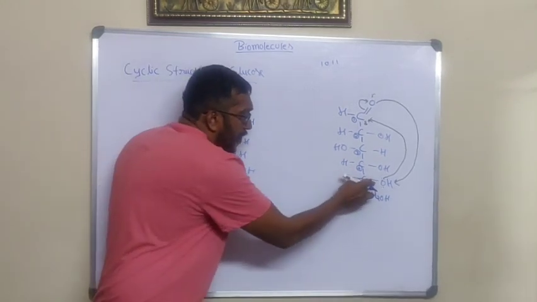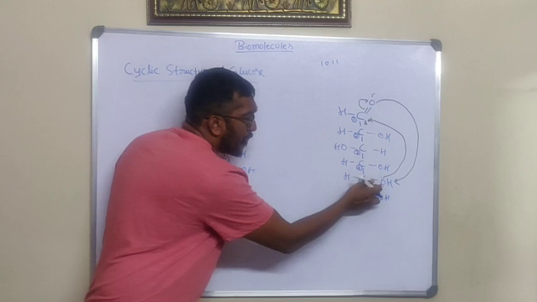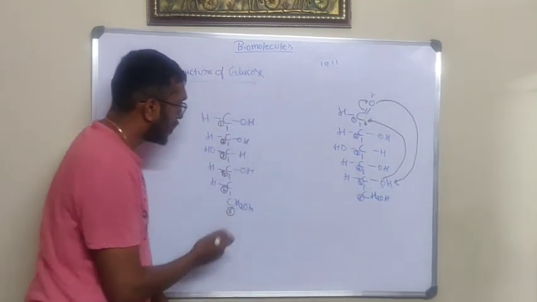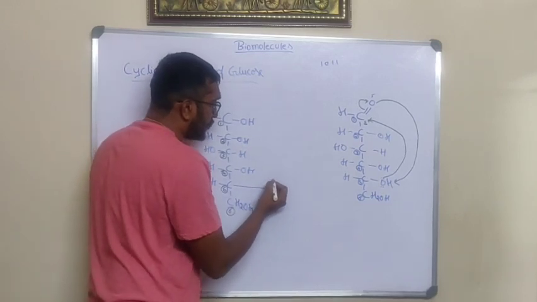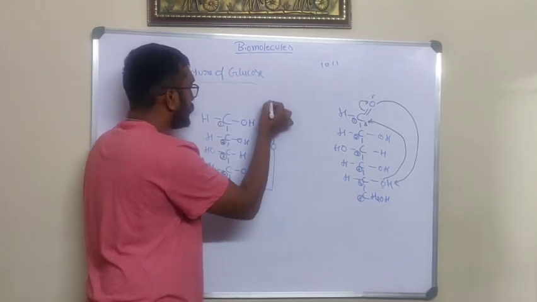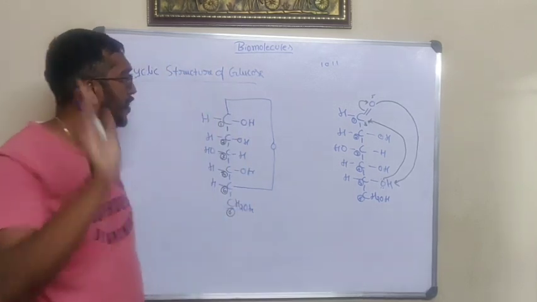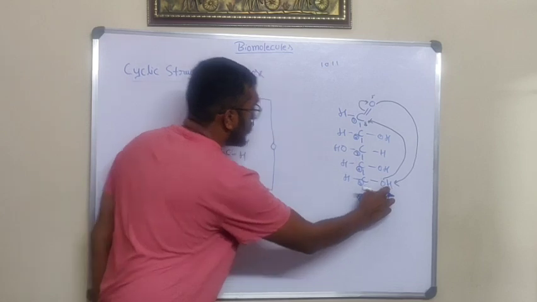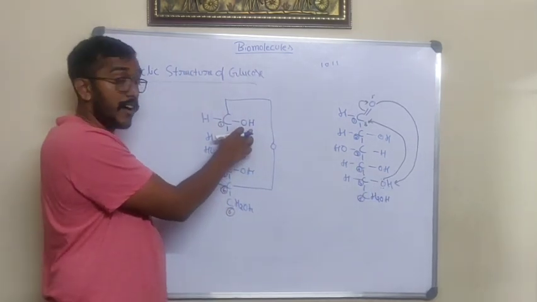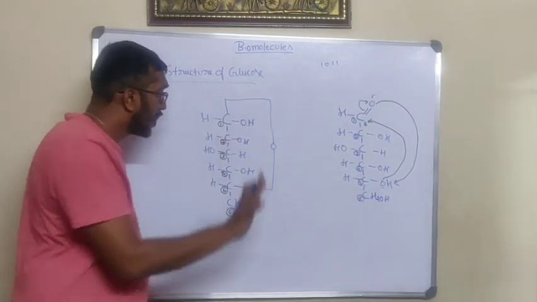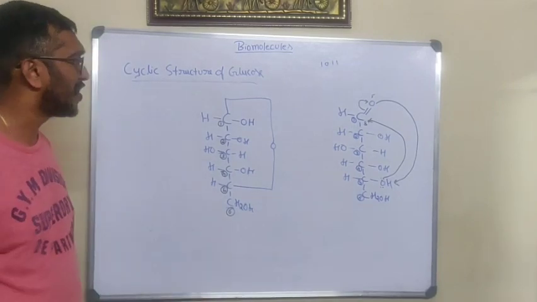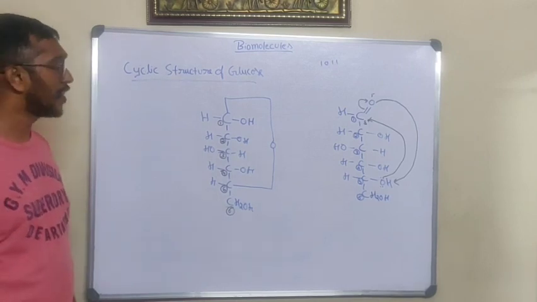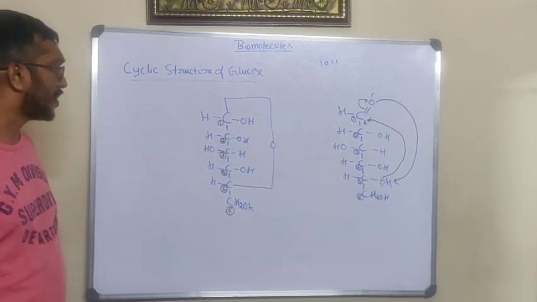Okay. There is no breakage of bond between the carbon and oxygen here. So this oxygen has been attached to carbon 1. So I am going to write like this. Very simple. What about this hydrogen? This hydrogen has been located over here. Very simple. No confusion. This is a cyclic structure.